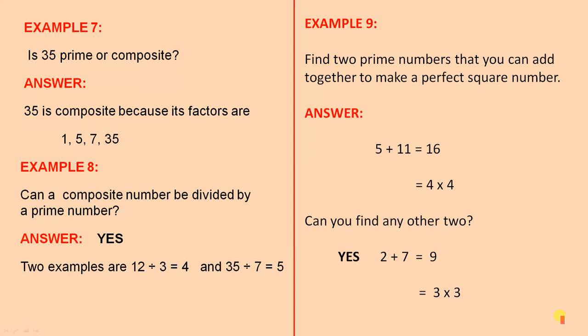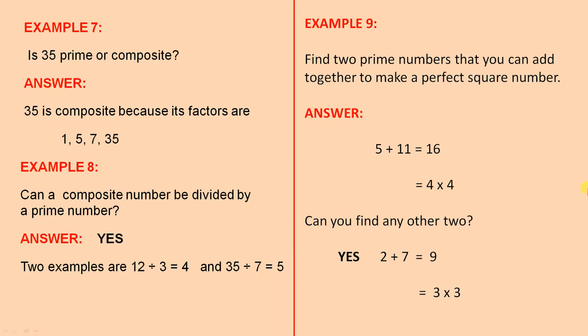Example 8. Can a composite number be divided by a prime number? The answer is yes. Here are 2 examples. 12 divided by 3 is 4. 12 is composite. 3 is prime. So 12 divided by 3 is 4. Now here's a composite number divided by a prime to give you 5. So the answer is yes.